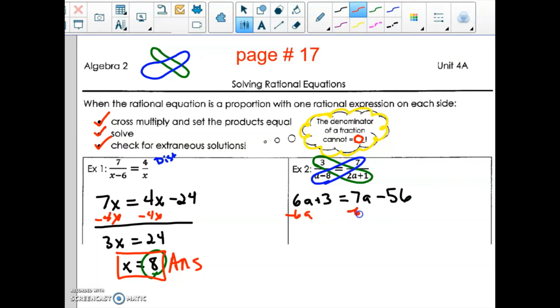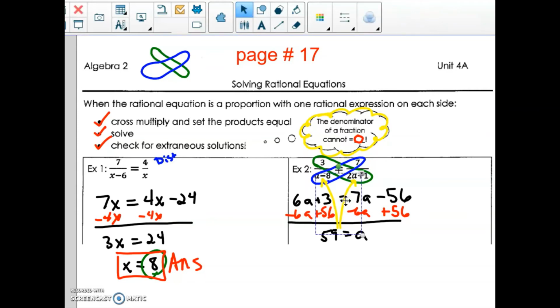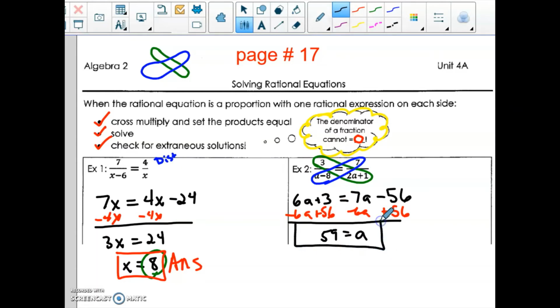Subtract 6a. We'll add 56. That equals 59. If I take 59 and I plug it back into here, that's not going to give me 0. If I plug it back into here, it won't give me 0. So we have verified that 59 is the answer. Let's go take a look at example 3.